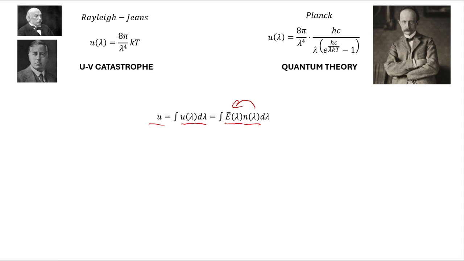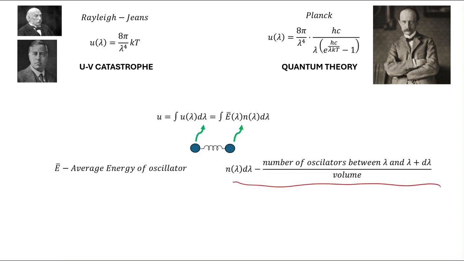And so we've got two things we need to figure out. One is the average energy for a particular oscillator at a particular wavelength, and the other is how many oscillators there are in some given wavelength region. So I've written that down here. In other words, E is the average energy of each oscillator, and n of lambda is the number of oscillators between lambda and lambda plus d lambda per unit volume. So we'll have to keep that in mind.